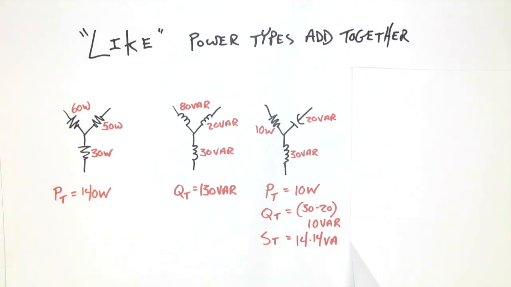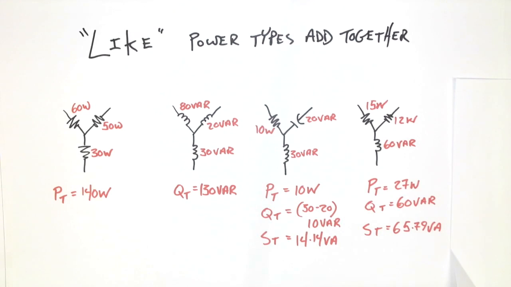So I've done a very basic calculation here to say 30 minus 20. Those are going to cancel each other, leaving us a remainder of 10 VARs of reactive power. And I can then use Pythagoras in order to calculate the VA with a power triangle.